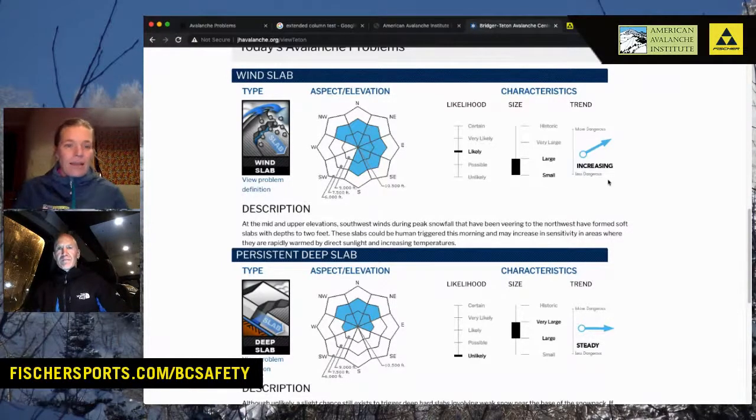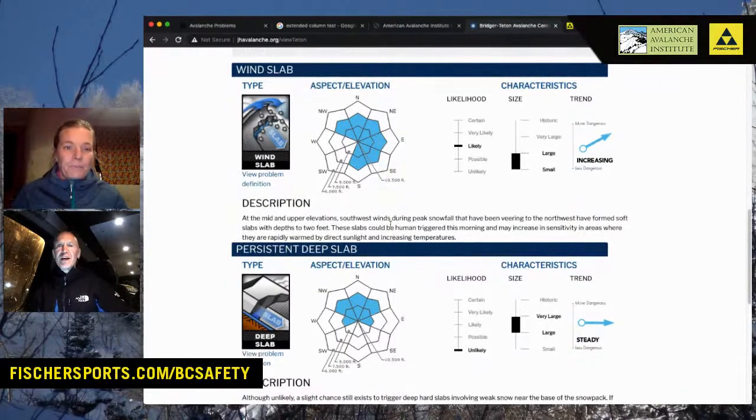And so I think this is the other part of why we all love these problems: the forecasters are drilling down even more. Here's really where I think it is. Here's how scared I am of it. And here's how big the avalanche is that you might trigger. There's a ton of information packed into this.